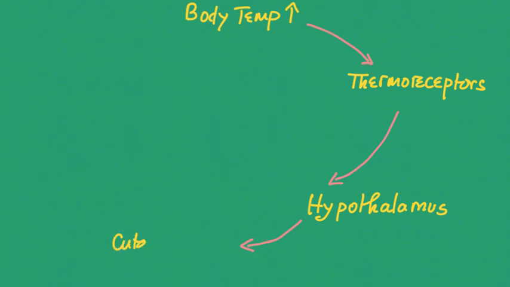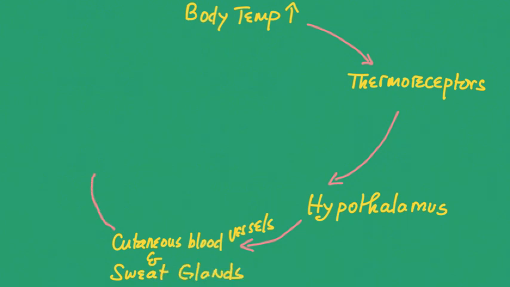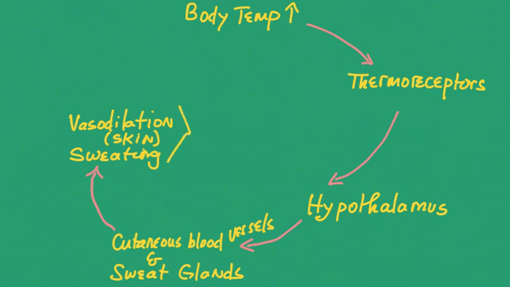When it detects a deviation above the set point, it sends messages to the cutaneous blood vessels and the sweat glands. Cutaneous blood vessels are the blood vessels in the skin. They are then stimulated to vasodilate. When vasodilation occurs in the skin, it helps to release heat through the skin. Sweating releases even more heat through the skin via evaporative cooling. This results in the body temperature going down. That's the response of the homeostasis mechanism.